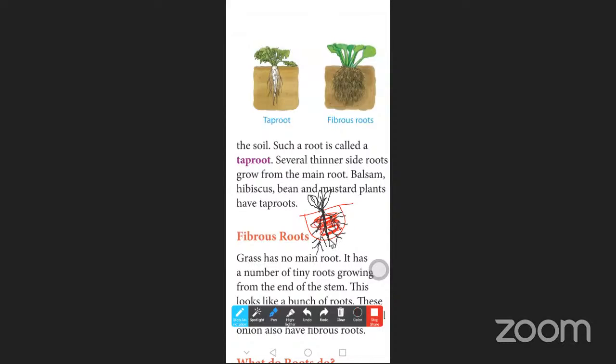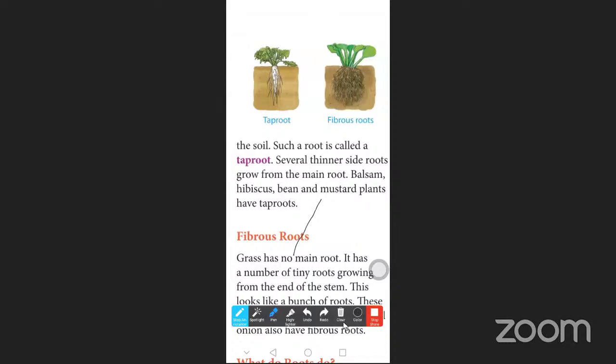But the main one is what? The middle root. The middle root will be divided into many side roots. This root system is called a taproot system. The examples of taproot systems are, as you know very well, bean and mustard, and also grass. Carrot, beetroot, and radish are also examples of the taproot system.